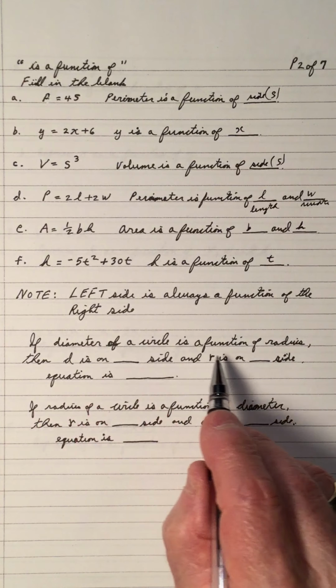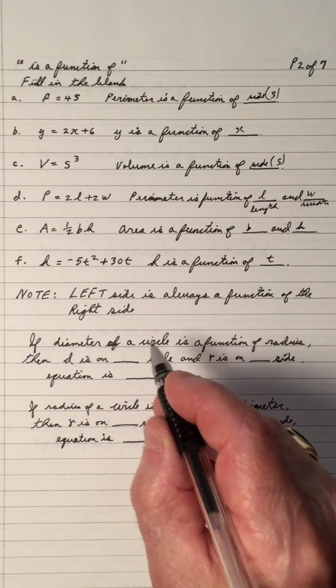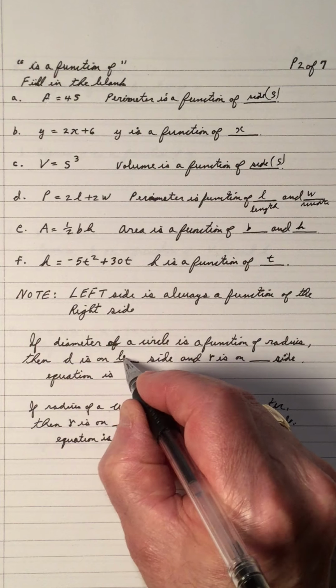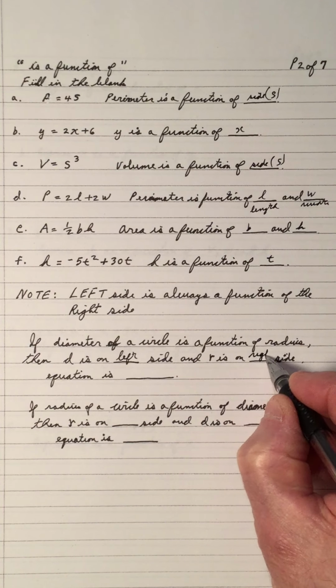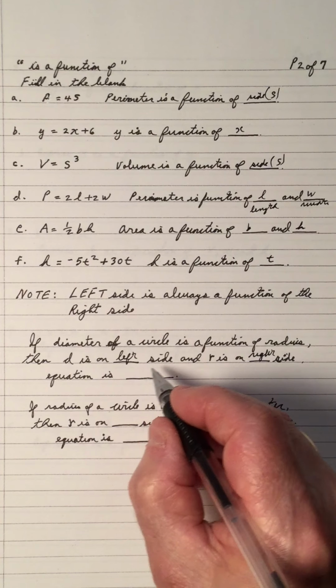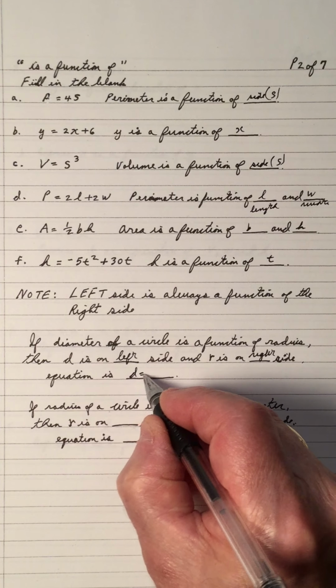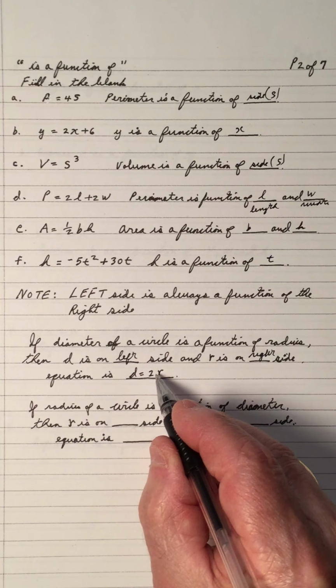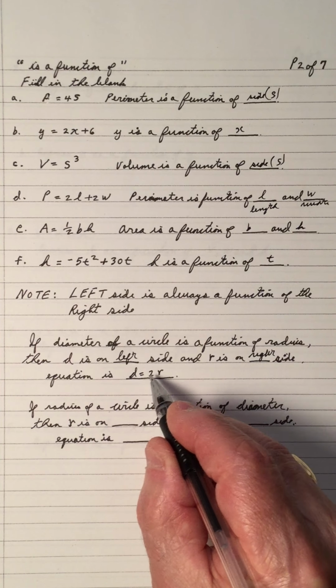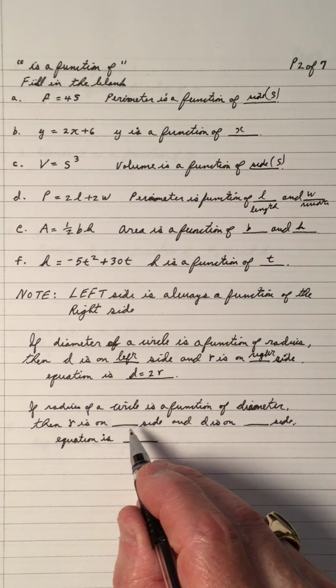If the diameter of a circle is a function of the radius, then the diameter is on the left side and the radius is on the right side. And the equation is d equals 2r. Notice d is a function of r. When I give you the radius, you multiply by 2 and you get the diameter.